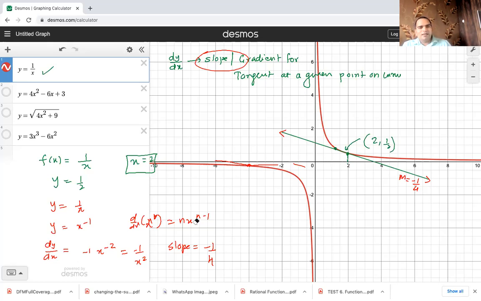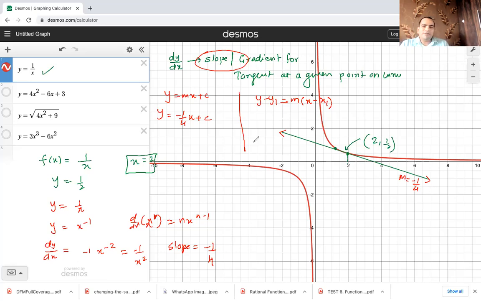Now coming back to the final equation, how do I get the equation of this line? There are two ways you can do it. Either you can use y equals mx plus c, or you can use y minus y1 equals m times x minus x1. Either of the two formulas should be fine to get the exact equation of the line. Let us say I go with the first one. So y equals, since my slope is negative 1/4, negative 1/4 x plus c. Our next task is to find the c value.